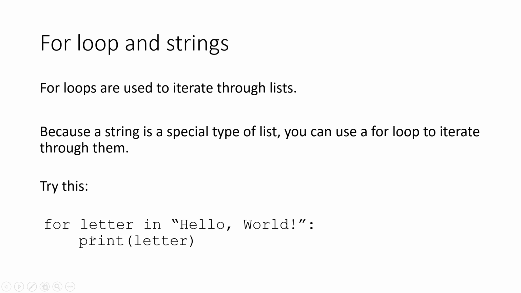You can use a for loop and create a loop variable letter in some string. And remember, the string is enclosed in quotes here. In this case, we would print out each letter in our list in order, and in this case in our string in order. So we would get a capital H on one line, and then on the next we would get a lowercase e, and then a lowercase l, and then another lowercase l, and then a lowercase o, and then a comma, and then a space, and so on and so forth.